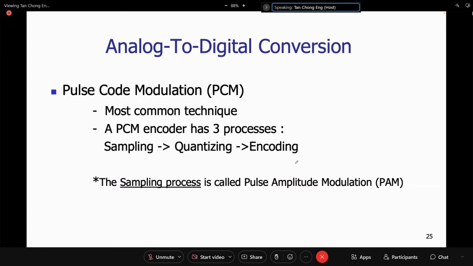Right. Now, talking about analog data such as my voice. You want to convert my voice and send it into the internet. So there are processes that you have to do, involving three processes: sampling, quantizing, and encoding. The sampling process, we usually call it pulse amplitude modulation, PAM. So that is actually the sampling process.